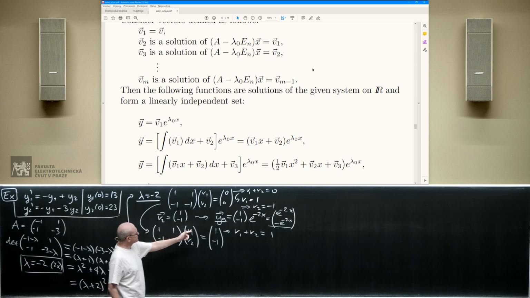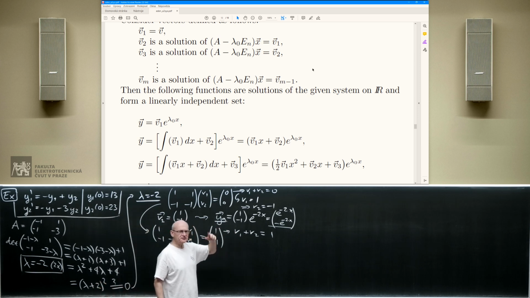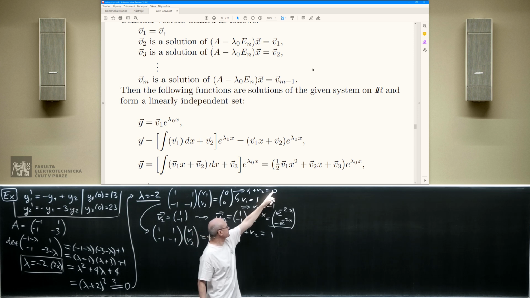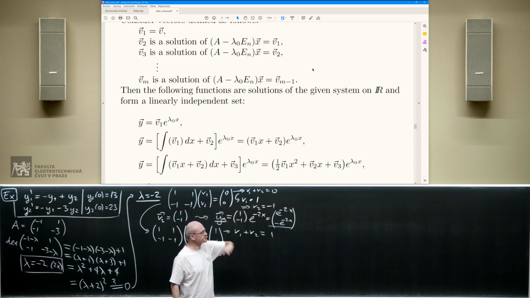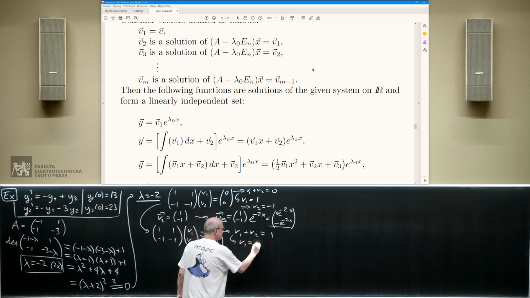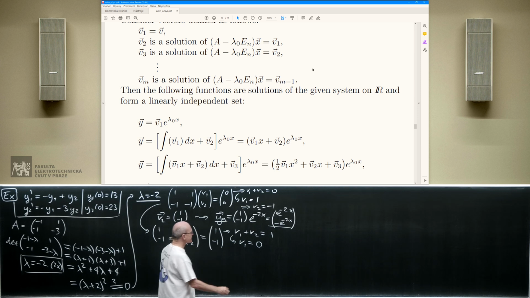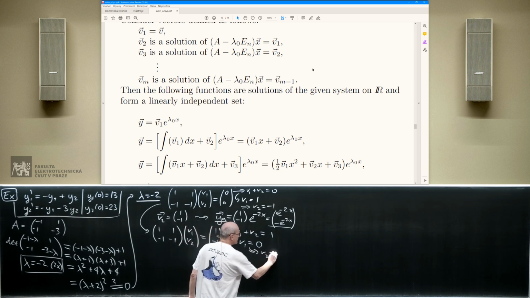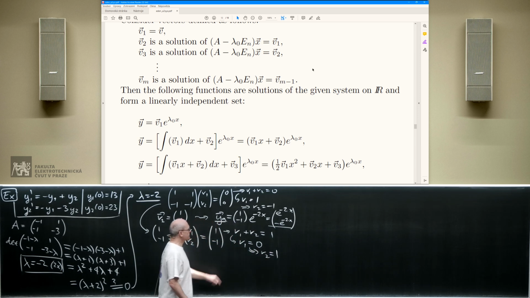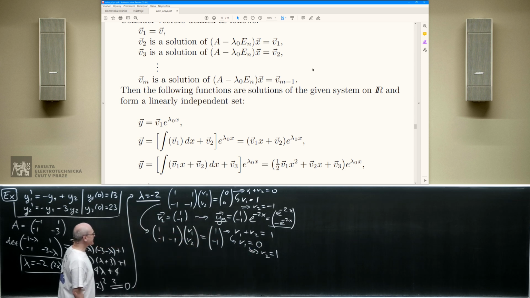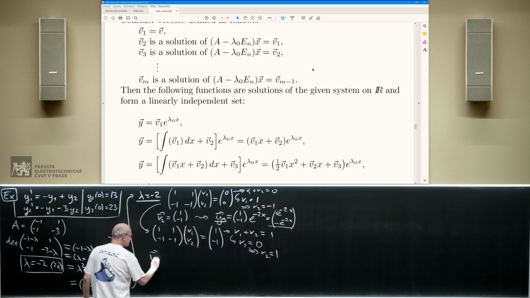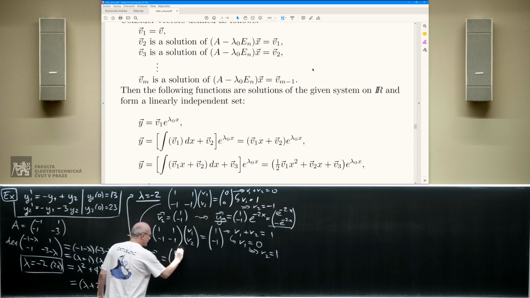The fact that the system is not homogeneous allows me to do something which I couldn't do before. Notice the earlier system was homogeneous and I needed a non-trivial solution, so I needed to choose V1 different from 0. But now I can actually afford to choose V1 equal to 0, and V2 becomes 1. So the vector as such is non-trivial. This is allowed. OK, let's see. Vector V2 is (0, 1).